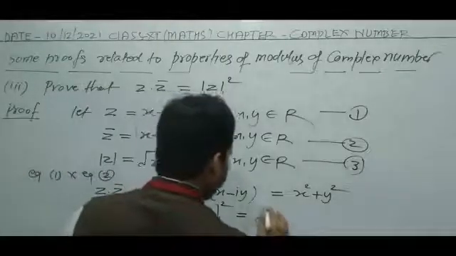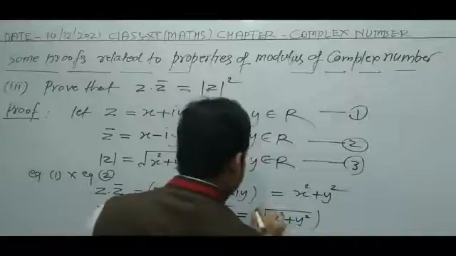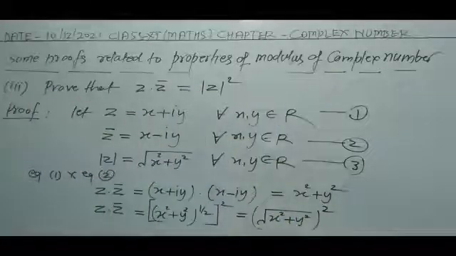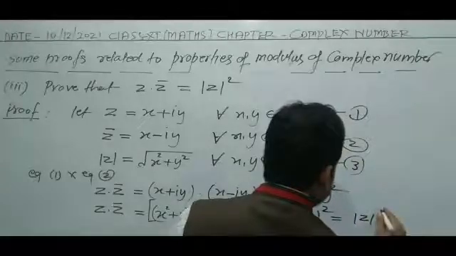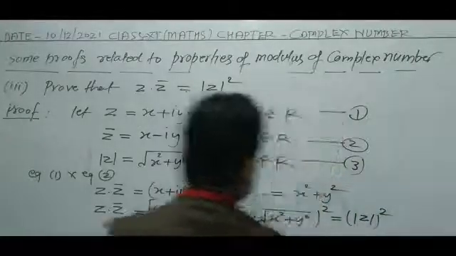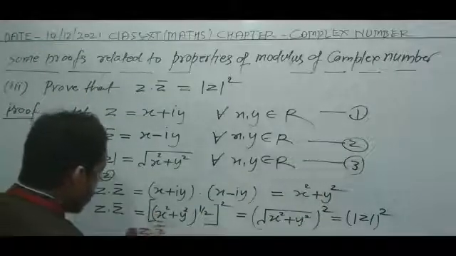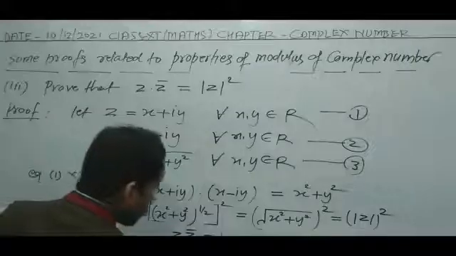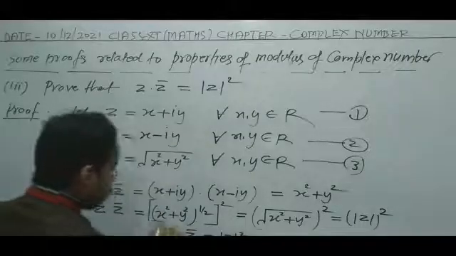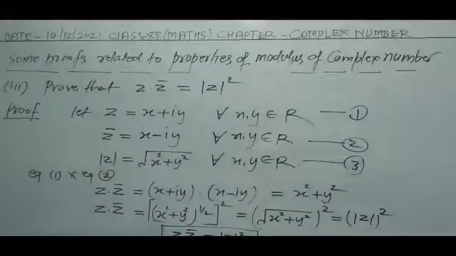means root over x square plus y square whole power 2, and this is the value of mod of z whole square. So we can write z into z bar is equal to mod of z whole square. Now this is our proof.